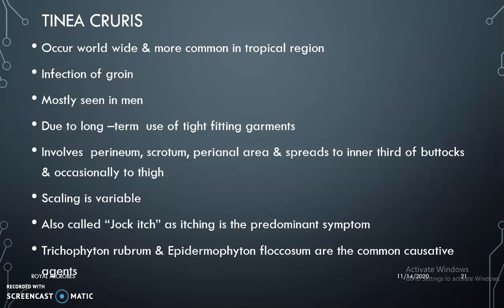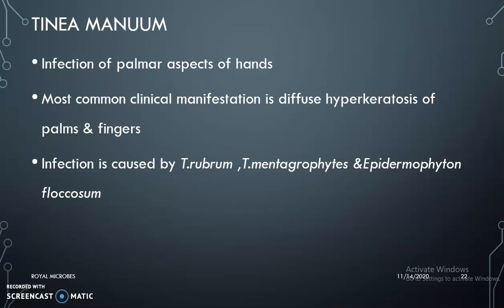Next is tinea cruris, which occurs worldwide and is more common in tropical regions. Infection of the groin, mostly seen in men due to long-term use of tight-fitting garments. It involves the perineum, scrotum, perineal area, buttocks and occasionally the thighs. Spread can be seen. Scaling is variable. It is also called jock itch because itching is the predominant symptom. Trichophyton rubrum and Epidermophyton floccosum are the main causative agents.